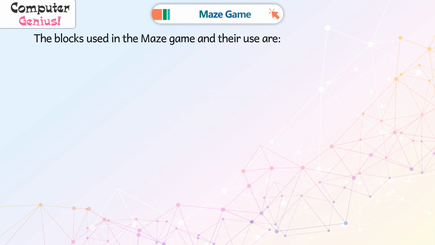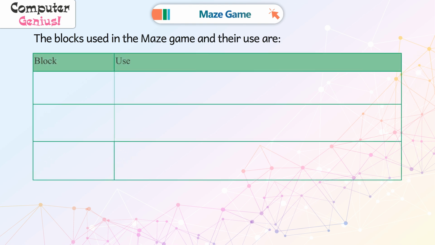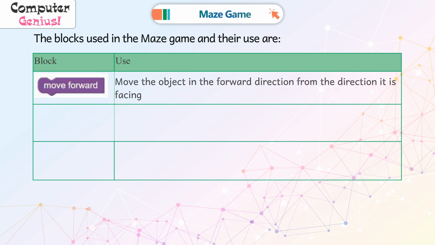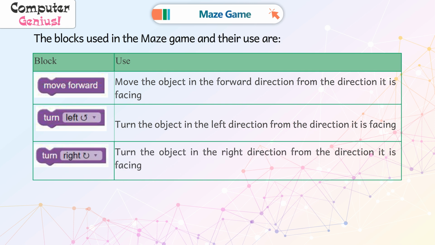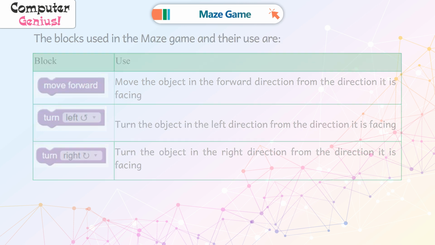The blocks used in the maze game and their use are as follows. Move forward: move the object in the forward direction from the direction it is facing. Turn left: turn the object in the left direction from the direction it is facing. Turn right: turn the object in the right direction from the direction it is facing.